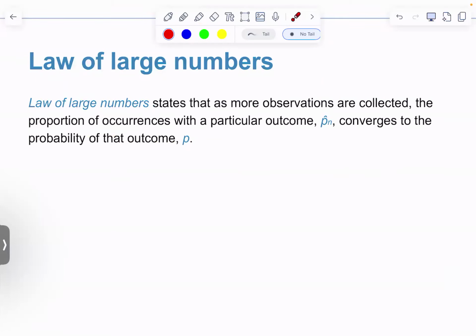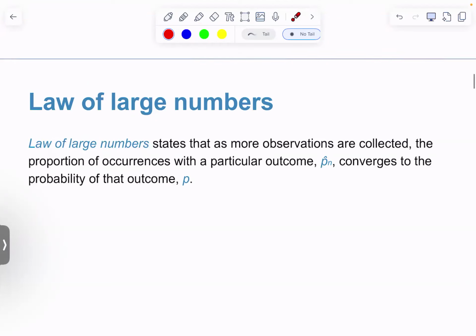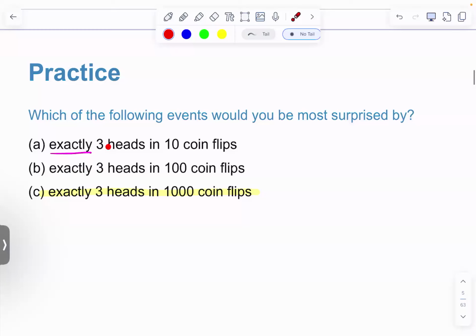The law of large numbers says that this feeling that we had, that exactly 3 heads in 10 coin flips could happen, right? It's kind of a fluke, random chance. It can happen, okay? But then when we go to 3 heads out of 100 coin flips, then you start thinking, okay, that's probably unlikely, right? And so in very few coin flips, we expect that variability.